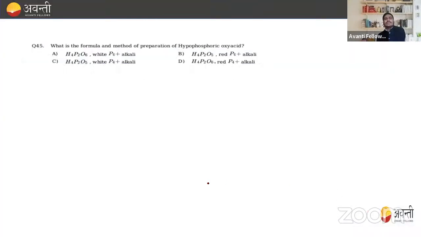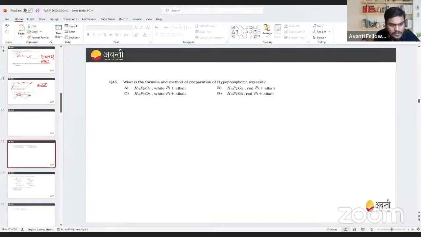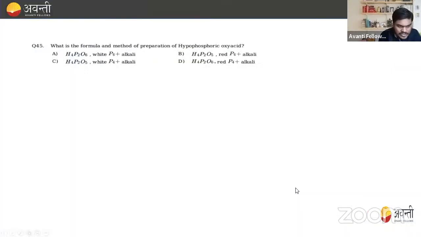So what formula and method? If you want to prepare this, then the red phosphorus undergoes a disproportionation reaction with the alkali to form H4P2O6 and PH3. So which one is the correct option for this question, beta? Tell me. That is question number 45. Which is correct? That is D. Right, so red phosphorus reacts to form this one. I hope it is clear to everyone?